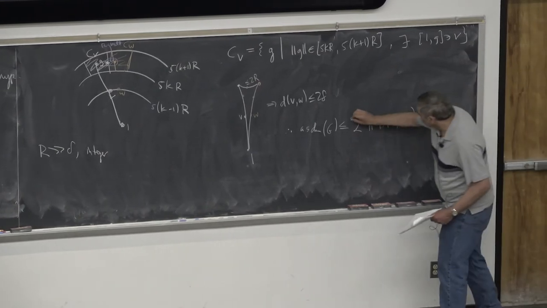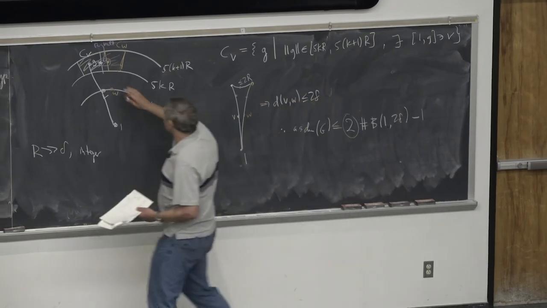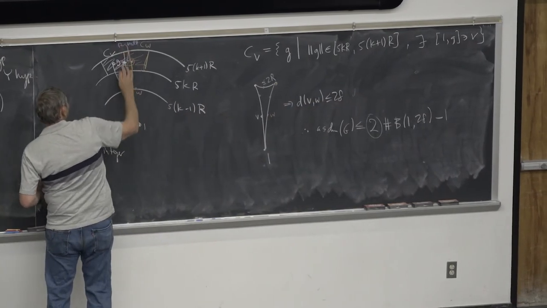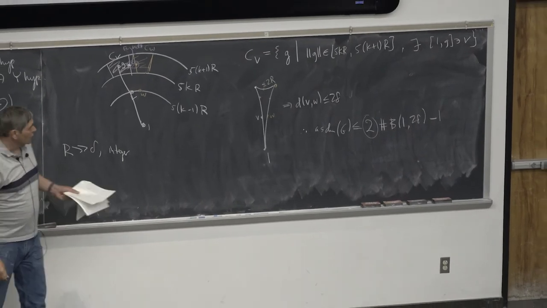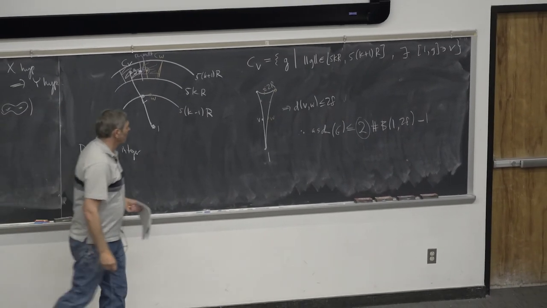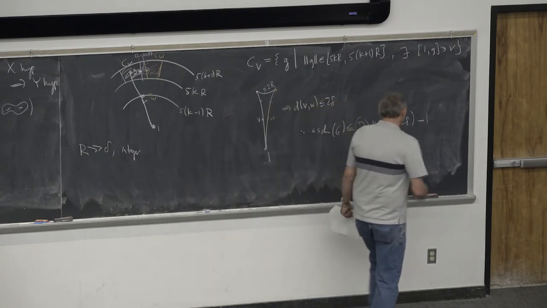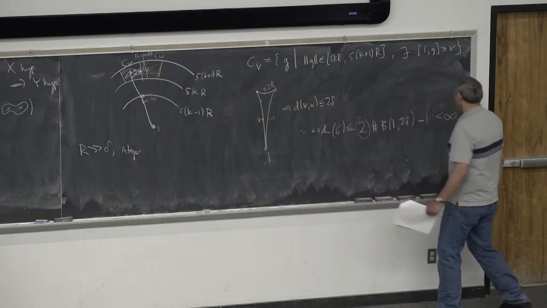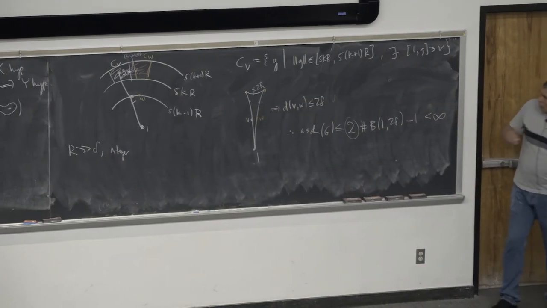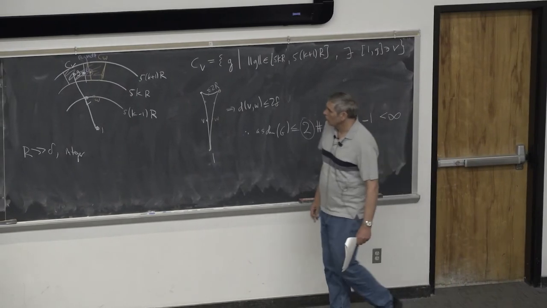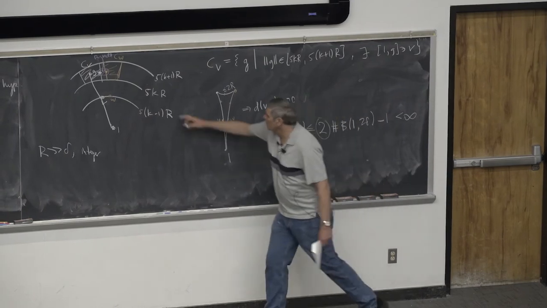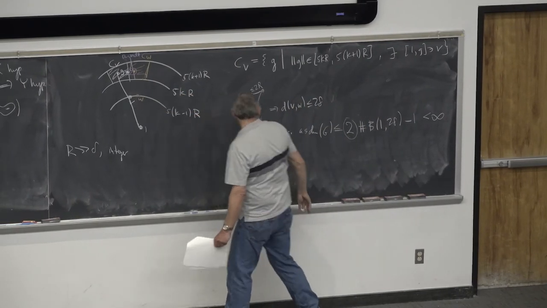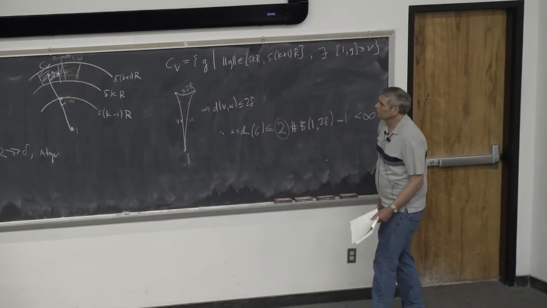Now, why do I need two here? Well, because I could have drawn this purple ball to intersect two of these annular regions. And so the number of things you intersect is twice what you thought. But then you get this inequality. In any case, this is some finite number. This didn't depend on k or anything. This is all uniform.